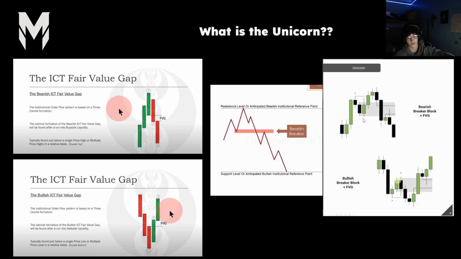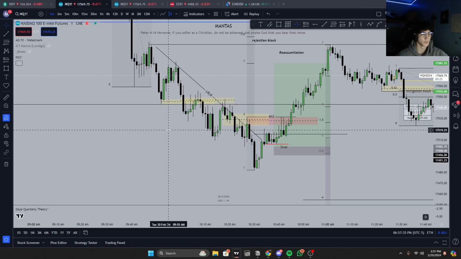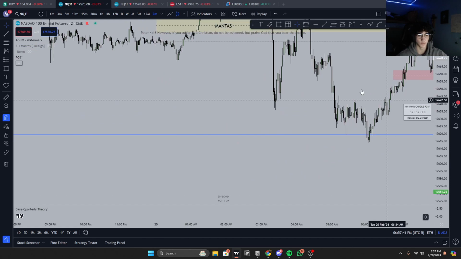Okay, back to this. And here's some more examples on the right, and I'm pretty sure I have more. But here's my personal notes on the unicorn. Okay, so you're just gonna hear me talk. In episode 23 to 33, I don't remember the exact one, of the 2022 mentorship, ICT prefers a fair value gap between a 1, 2, 3, 4, 5 minute frame. So I'm going to pull this up, and just for example, we don't have a fair value gap on the 1 minute, but if you go on the 2 minute, we do. That would be considered a unicorn.